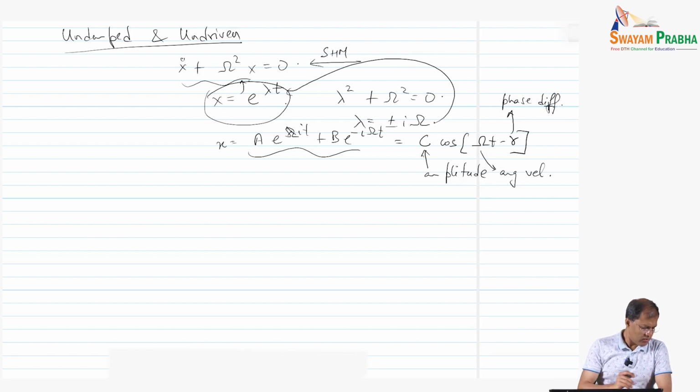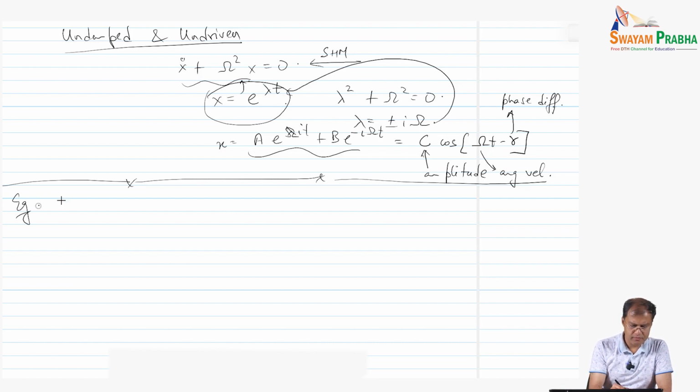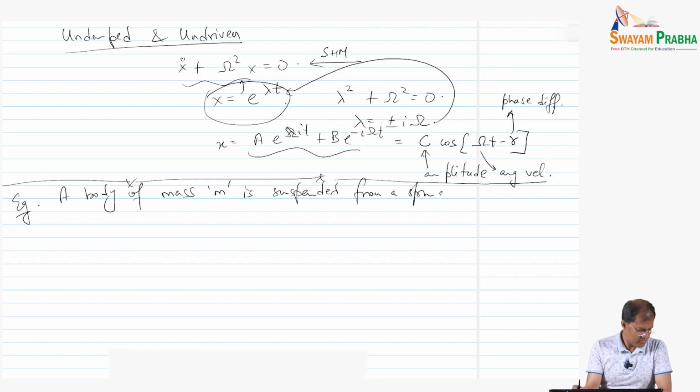Let me also talk about a case where we have a body hanging from a vertical spring. So what have we got? A body of mass m is suspended from a spring and can move under gravity. In equilibrium, the spring is extended by a distance b.